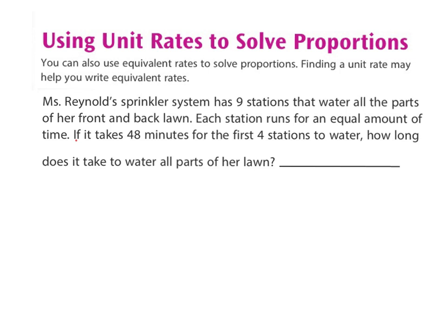So when we're thinking about this, we have 48 minutes for 4 stations, and we're trying to figure out how many minutes it's going to take for 9 stations. And again, when we look at this, there's not a whole number that we can multiply 4 times to get to 9. So we're going to calculate a unit rate first.